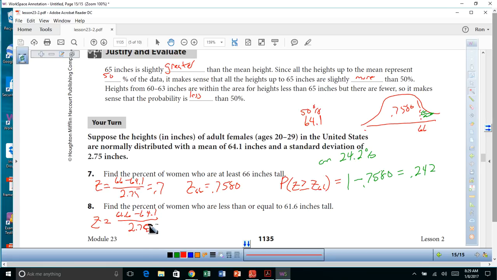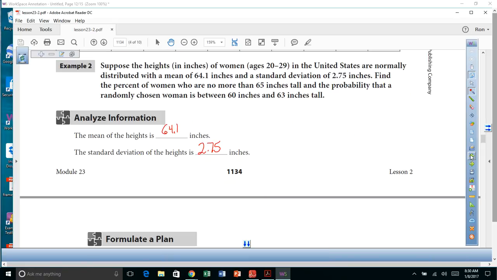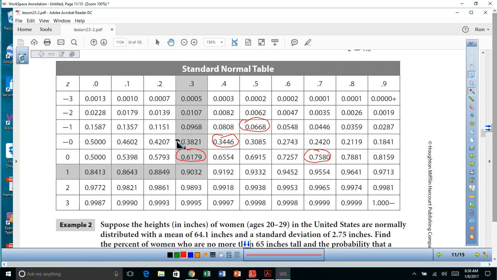And you just put that in your calculator, and 2.75 is approximately negative 0.9. Let's go to our calculator. Negative 0.9, that's 0.1841. Okay.